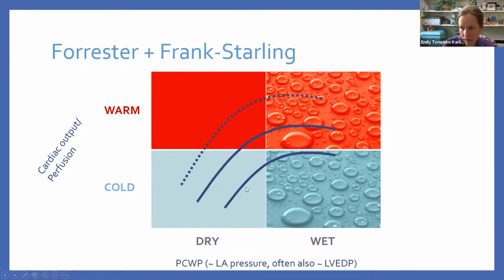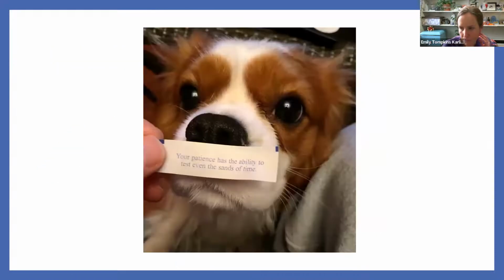And so you actually have to do something to improve heart function to move this curve up to here, or to move this curve up to somewhere up here so that you have a better window in the warm and dry section. And so that means we're going to have to do things like give pimobendan or give positive inotropes to actually improve heart function to move the curve up and to the left.